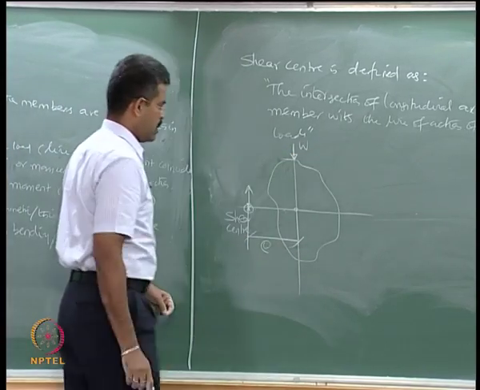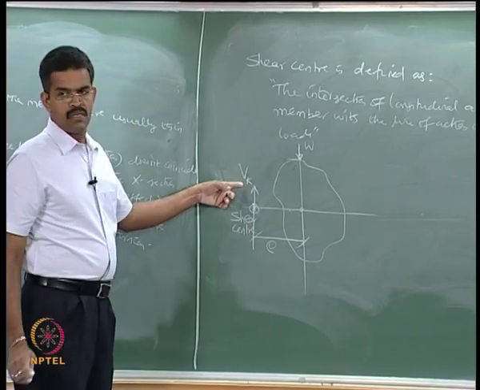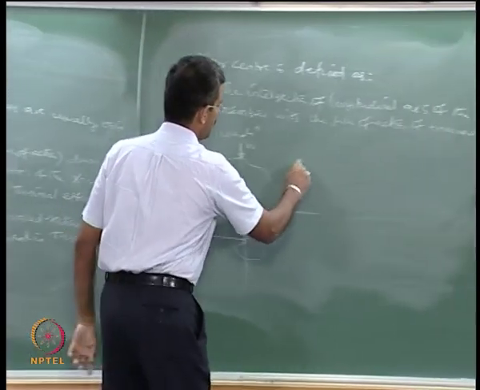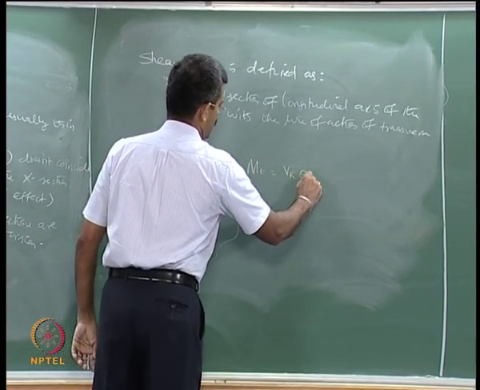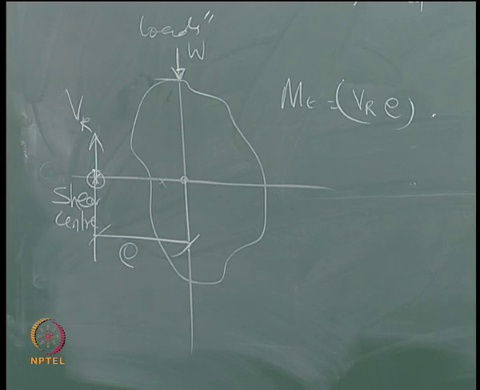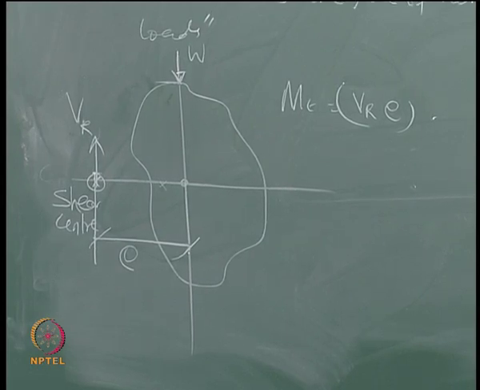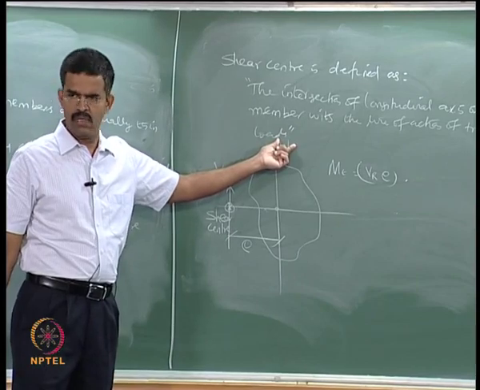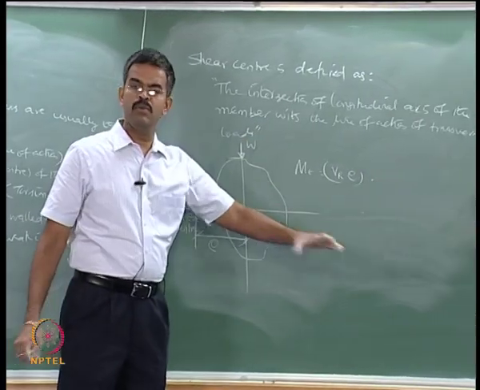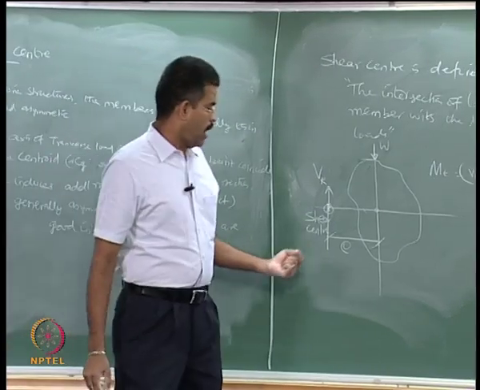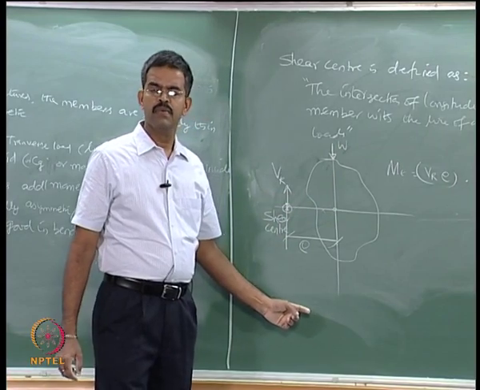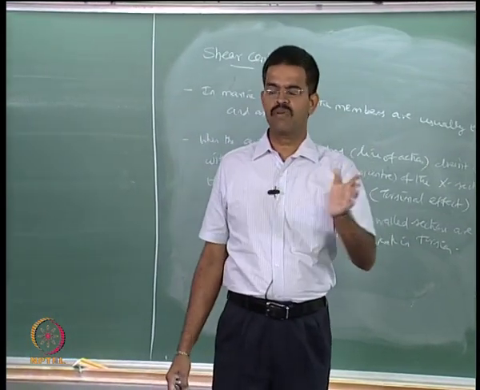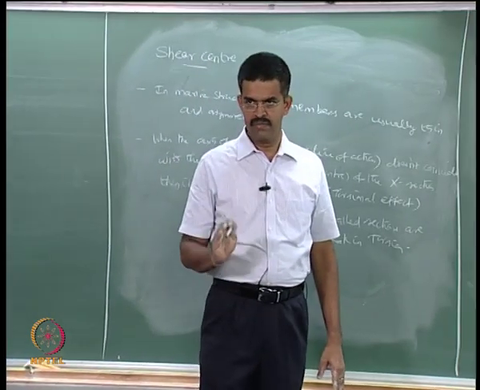So, if I say this is W and this is V R, because it is a reaction of all the forces, the transverse loads, then the additional moment caused is nothing but V R into E. And of course, we know that V R will be equal to W for static equilibrium, is it not? They should match, so it can also be said as W into E. So, our problem is, for a given section, what would be the value of E? What is the offset of the shear center from the centroid for a given section which is asymmetric?